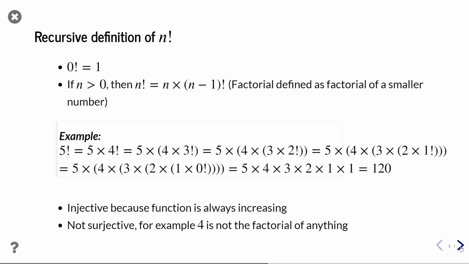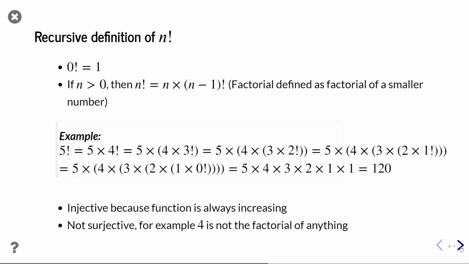In that way of thinking about it, for example, 5 factorial is 5 times 4 factorial. But then 4 factorial is 4 times 3 factorial. 3 factorial is 3 times 2 factorial. 2 factorial is 2 times 1 factorial. And 1 factorial is 1 times 0 factorial, which finally is equal to 1. This gives us the product we saw earlier.